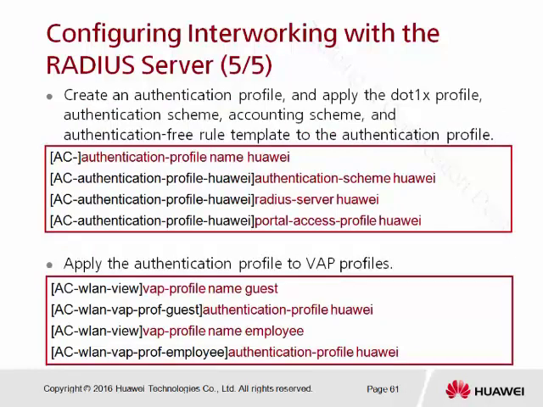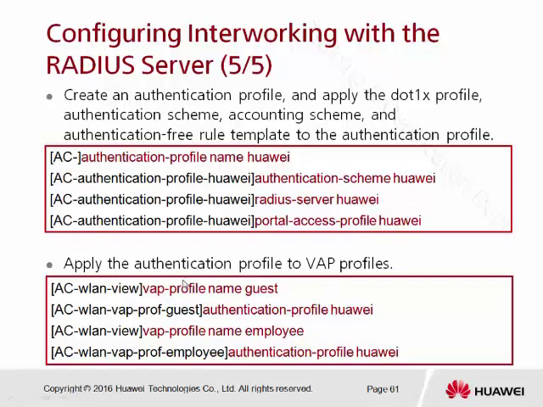And the next one here is to configure the authentication profile. So this one will be same as the previous one. So we need to configure the authentication profile. Tell them right now this authentication is using what scheme. So the scheme is using Huawei. The server is Huawei also. Then the next one, the portal access profile, I will use Huawei.